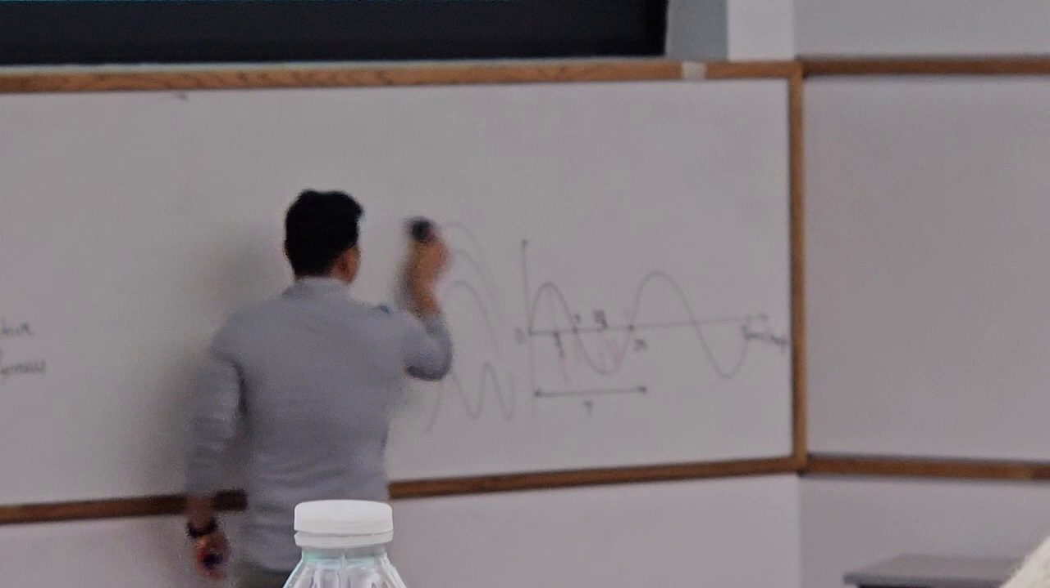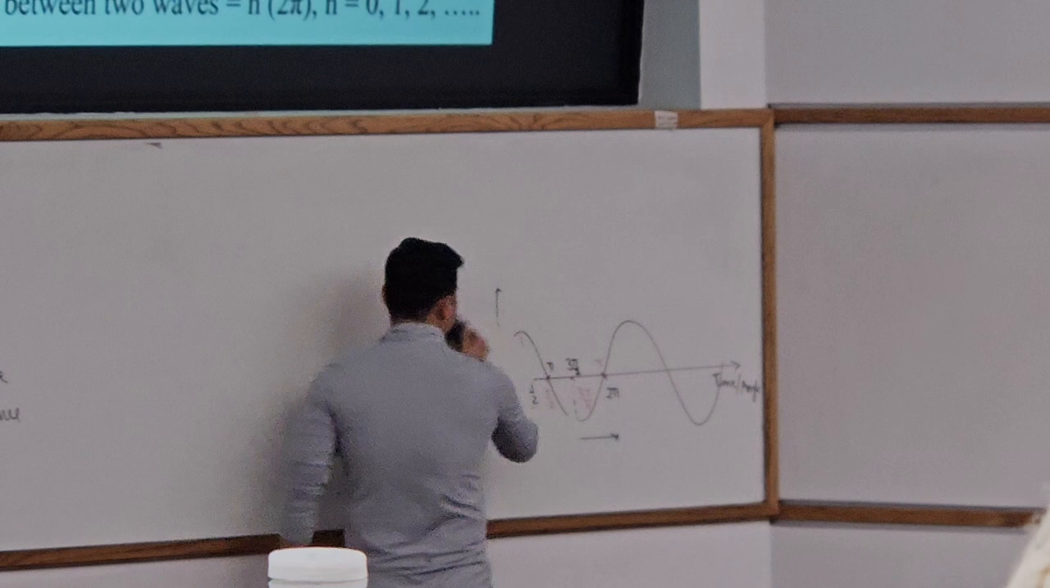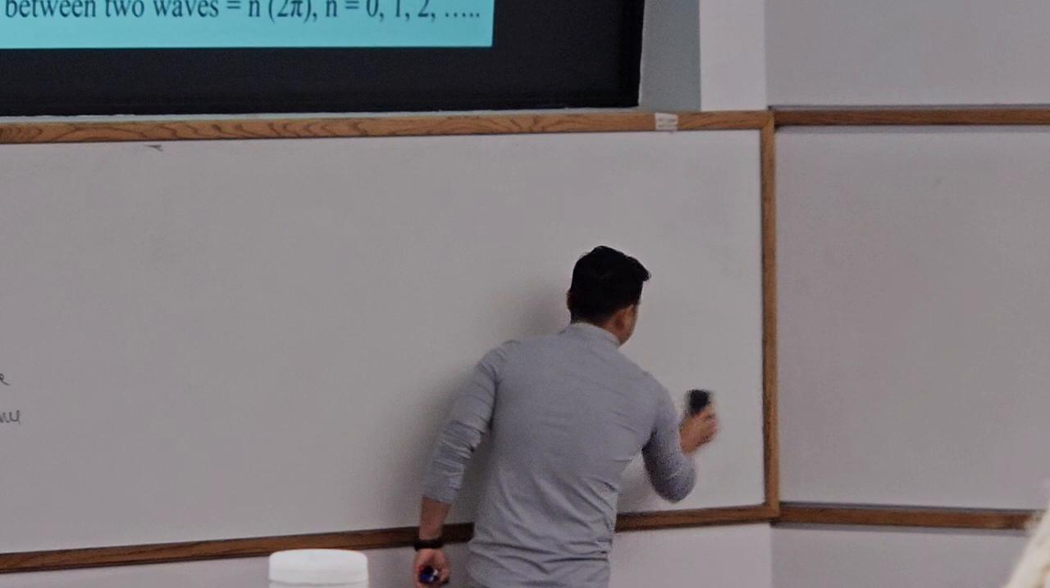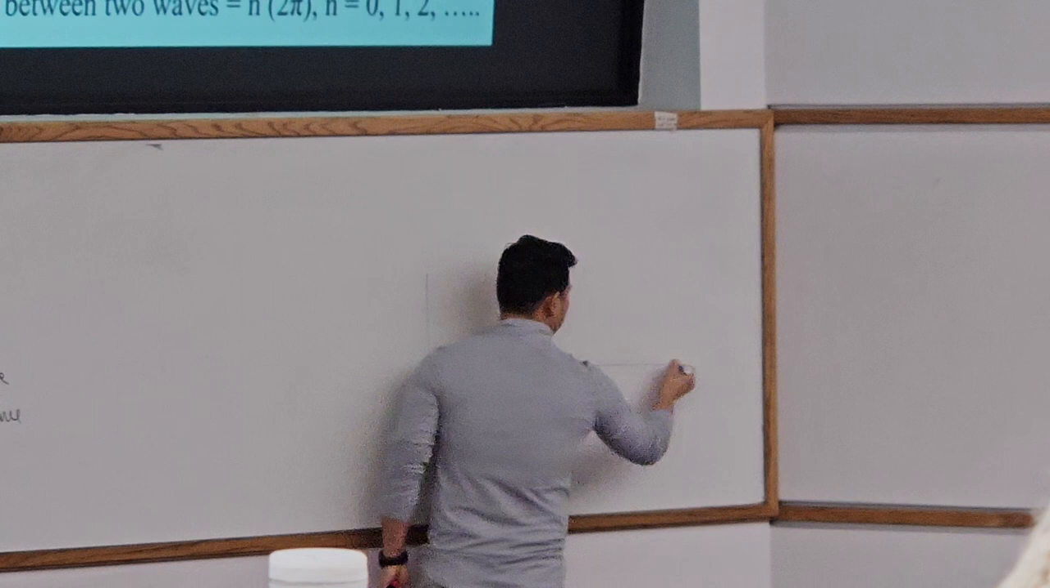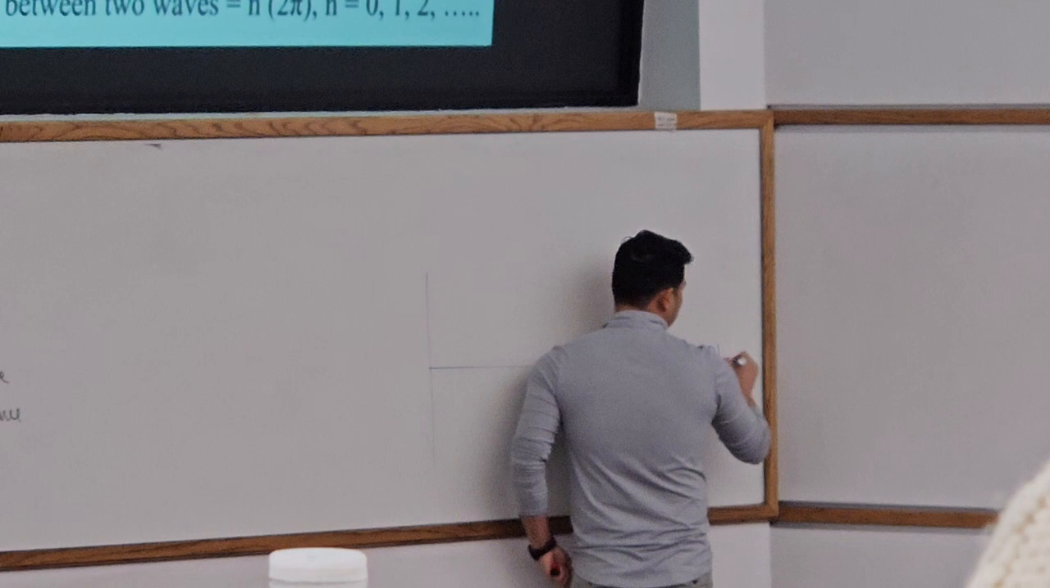So for that, I need to talk about the phase difference, okay? Now, the phase difference means, whenever we plot two signals over here, let's say you have a wave like this. You just plot it as a function of phase angle, okay? Some people just write angle, but this is a phase angle.